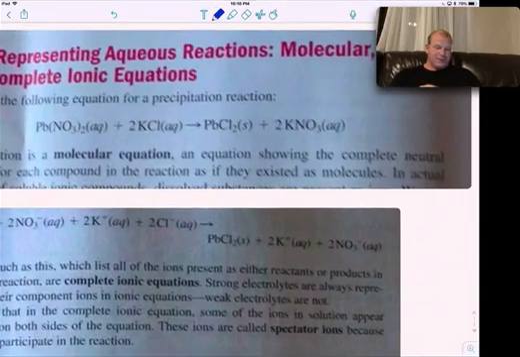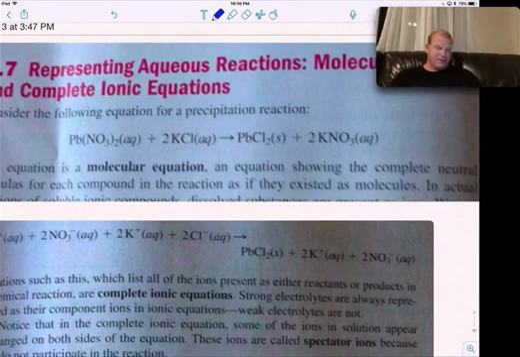So this reaction up here is a precipitation reaction. Lead nitrate, aqueous. Aqueous means it's dissolved in water. Plus 2 potassium chlorides, aqueous, makes lead chloride solid plus 2 potassium nitrates. Okay, so this is known as a molecular equation because we've mixed everything together in its molecular form.